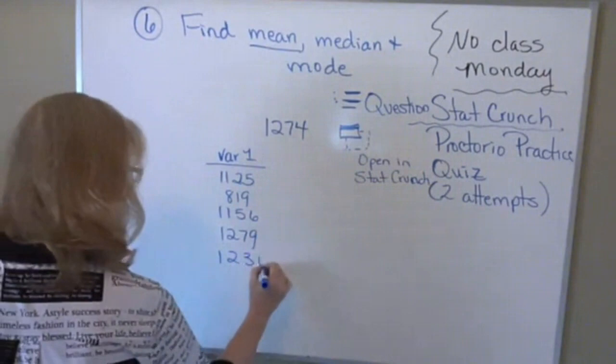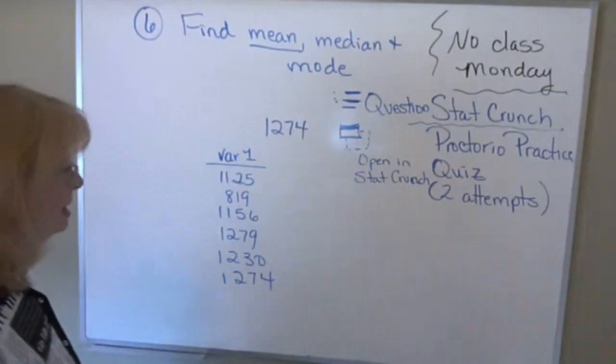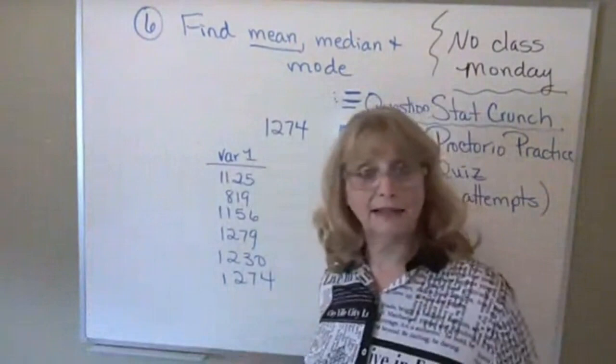1, 2, 7, 9, 1, 2, 30. And these are the ones on mine, 1, 2, 7, 4. And it would be helpful if I could put those in order. That's what I'm going to do first, to show you how you can put this automatically populated list in order.